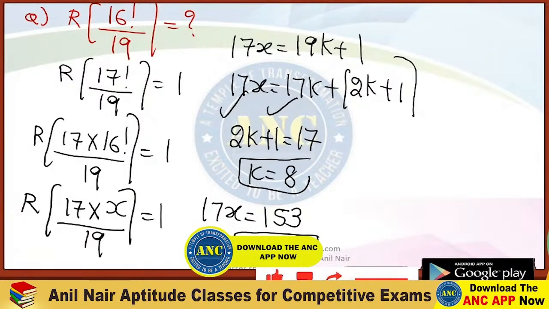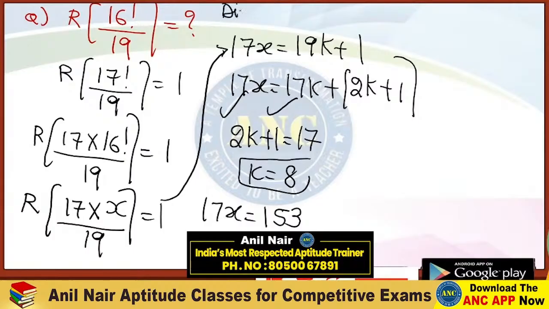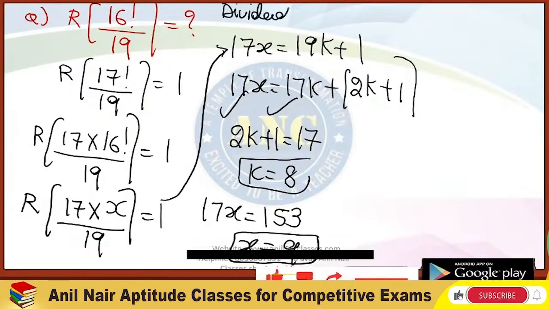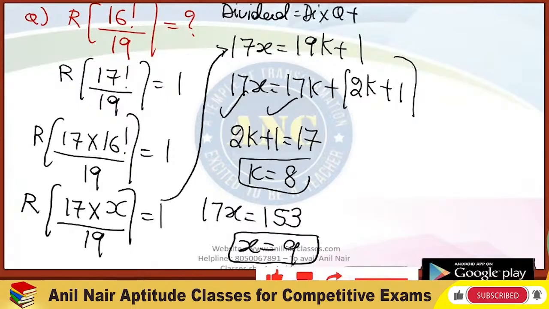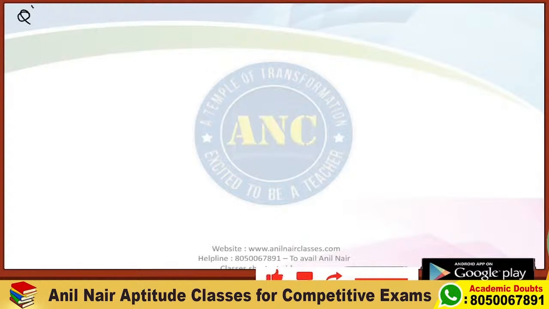This is the step-by-step process. If this step is clear, you will get the answer. 17x is the dividend, 19 is the divisor, k is the quotient, and 1 is the remainder. Dividend is equivalent to divisor into quotient plus remainder. I hope the idea is clear. Two more questions in this model we will discuss, so that you will understand the mistake that is present in most of the textbooks.